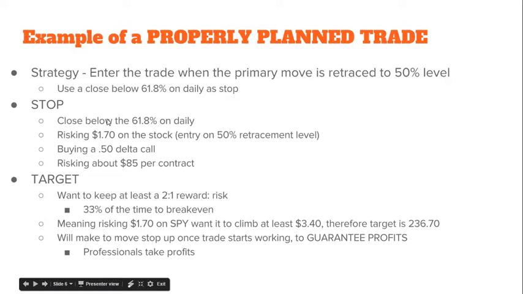Which we have here. 618. Okay, we're risking $1.70 on the SPY. We're buying a $50 call, so we're risking $85 per contract about. All right, because we're risking $1.70, it's roughly a 50 delta, which means that we're going to lose 85 cents on the contract if we stop out, which is $85 per contract.